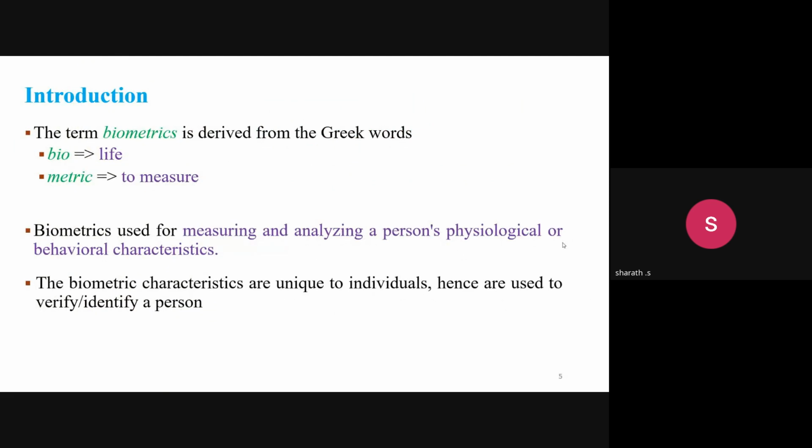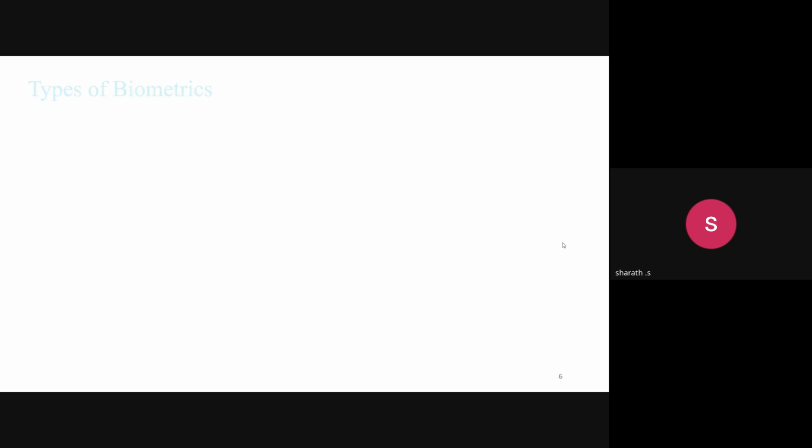So what is biometrics? The word biometrics is derived from Greek. Bio means life and metric means to measure. Biometrics are basically used for measuring and analyzing a person's physiological or behavioral characteristics. The biometric characteristics are unique to the individual, hence are used to verify or identify a person. Biometrics are basically divided into two types. One is physiological, the second is behavioral.